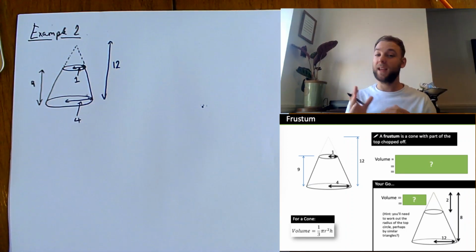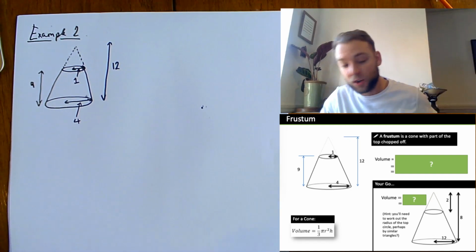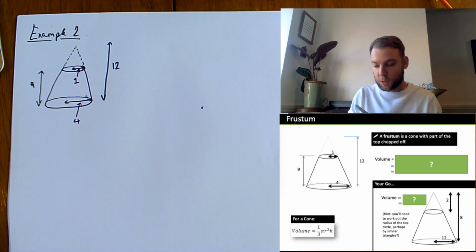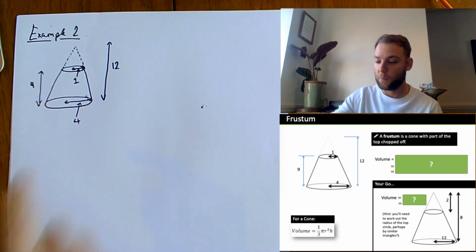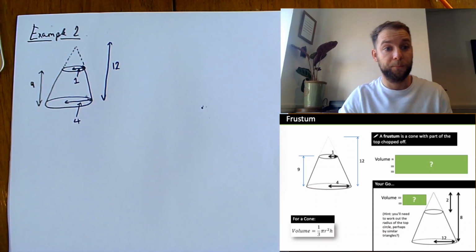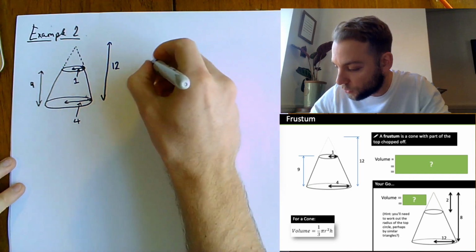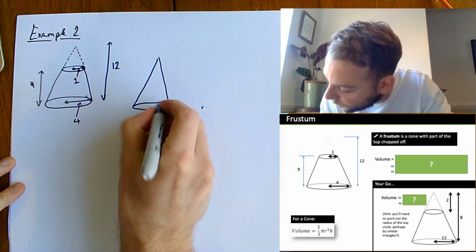Now, as I said, this one here is easier, okay? Because all we're basically doing is finding out the volume of the full cone, then finding out the volume of this little cone, and then subtracting them, okay? So you can even draw them out if you want. I'll draw them out just to make life easier for us, just so we understand. So there's the full cone.